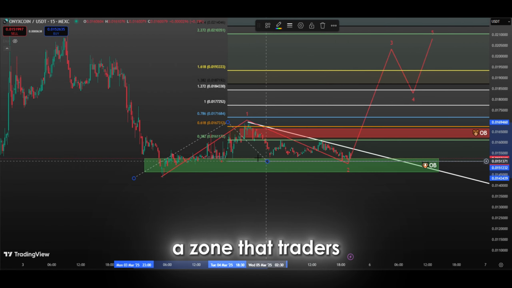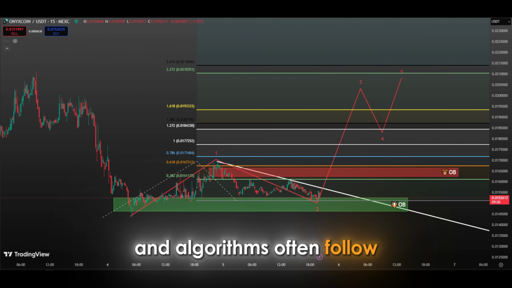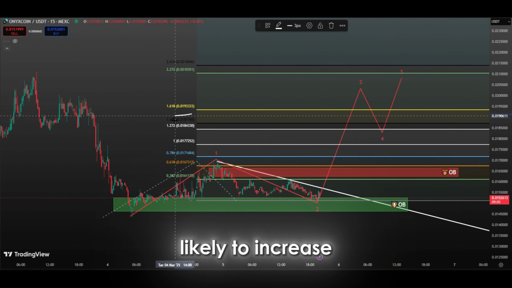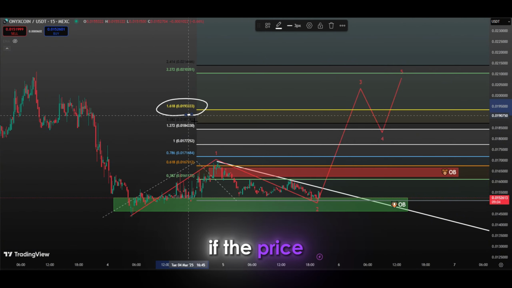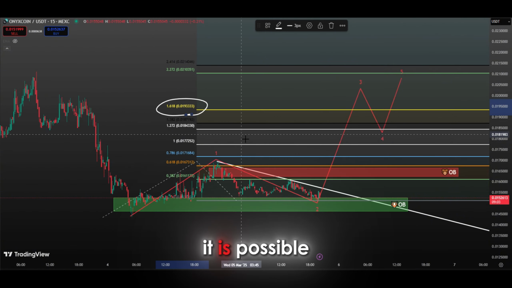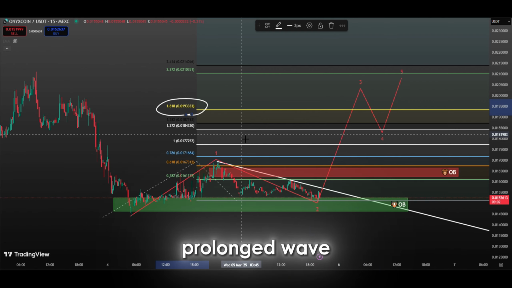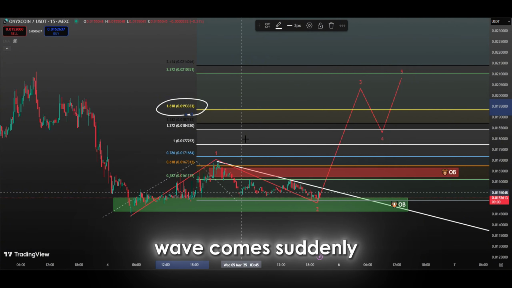This level is a zone that traders and algorithms often follow, and volatility is likely to increase once the price reaches it. If the price breaks this level, it is possible that the third wave will become a prolonged wave and move to higher levels. But be aware that the third wave comes suddenly.